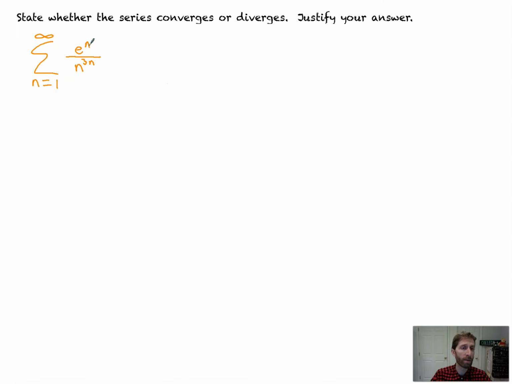So here notice that both the numerator and denominator are raised to the nth power. It's not a geometric series because we have that n in the denominator. So what I'm going to do is take the limit as n goes to infinity of, and we'll take the nth root of the entire thing. So the nth root of e to the n over n to the 3n.